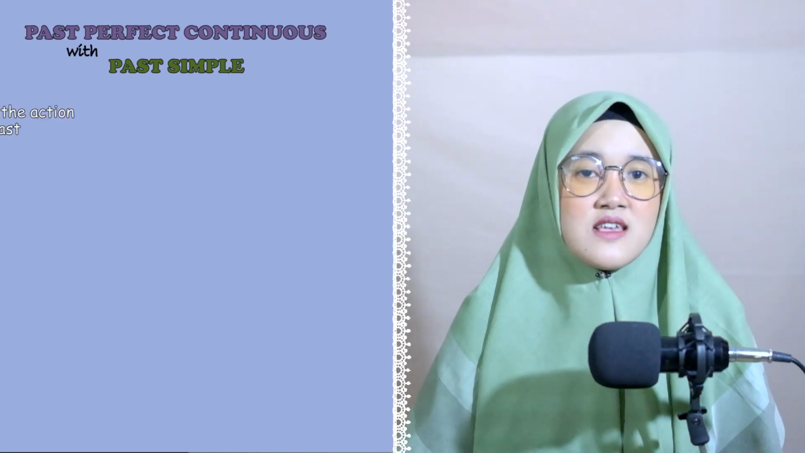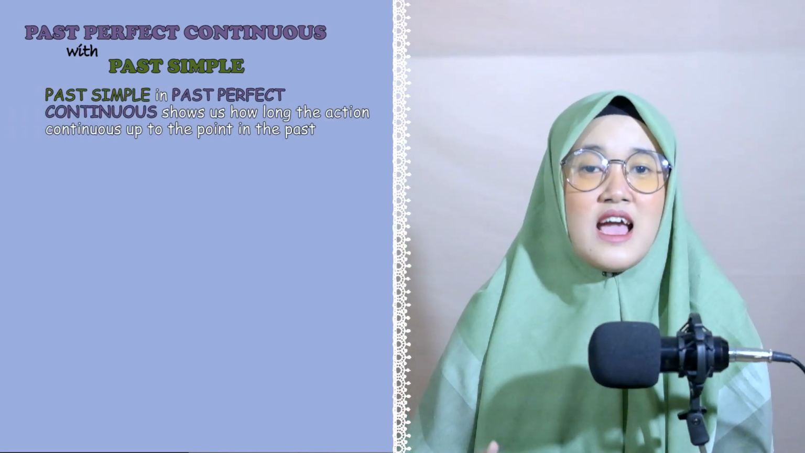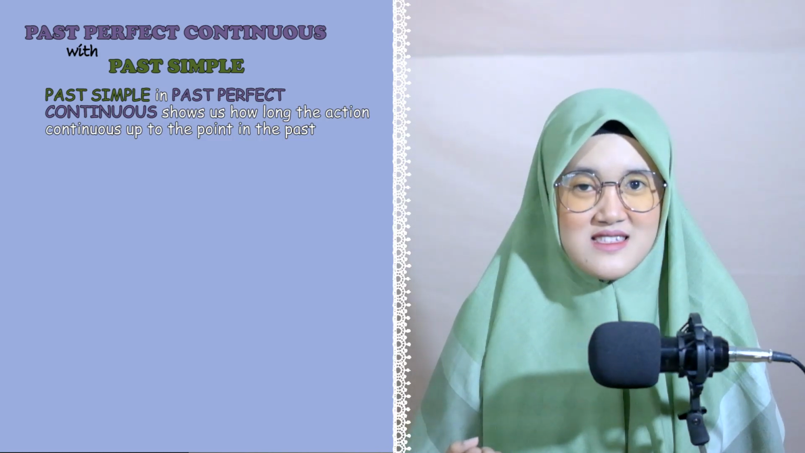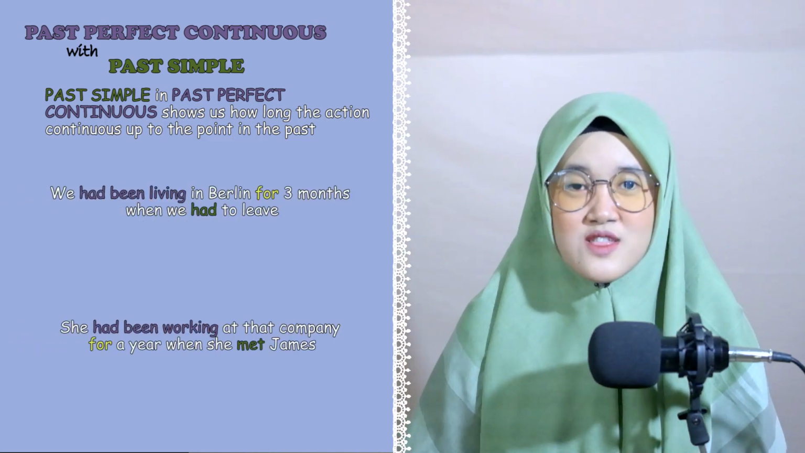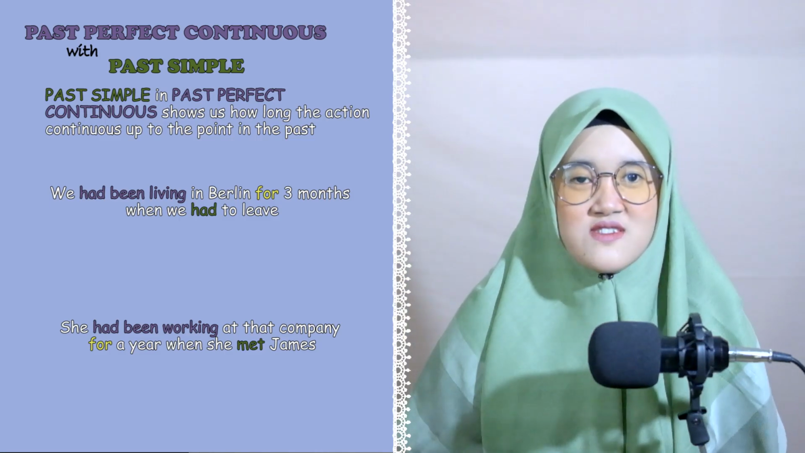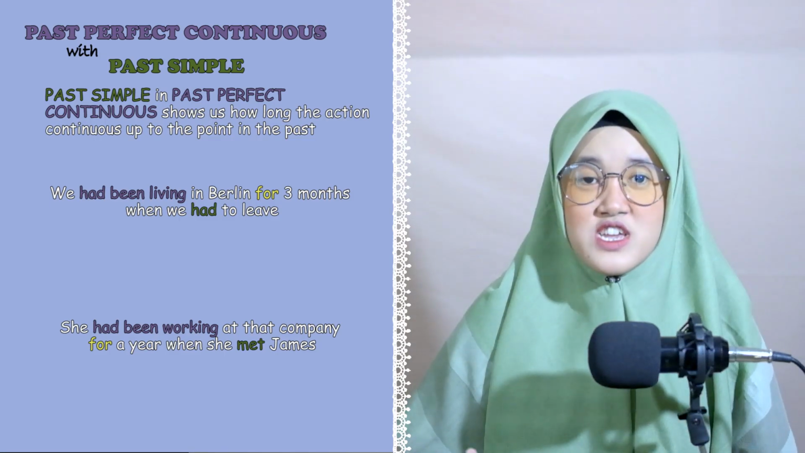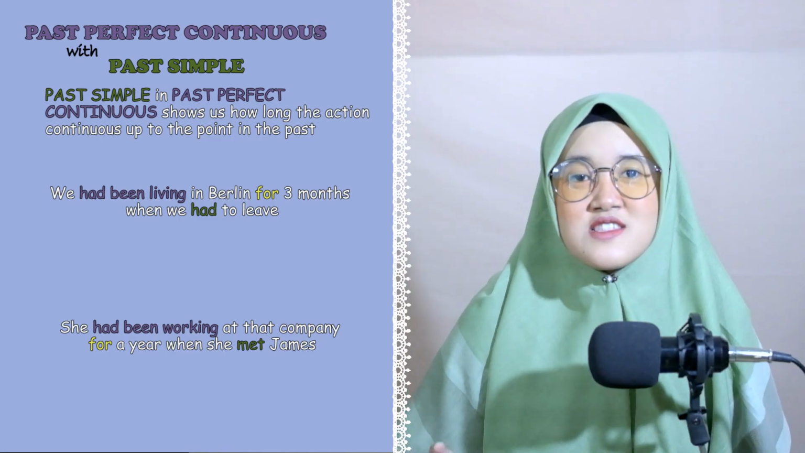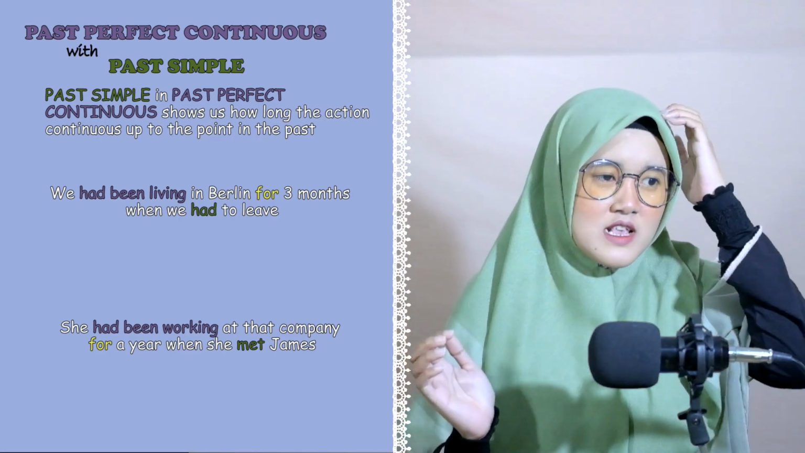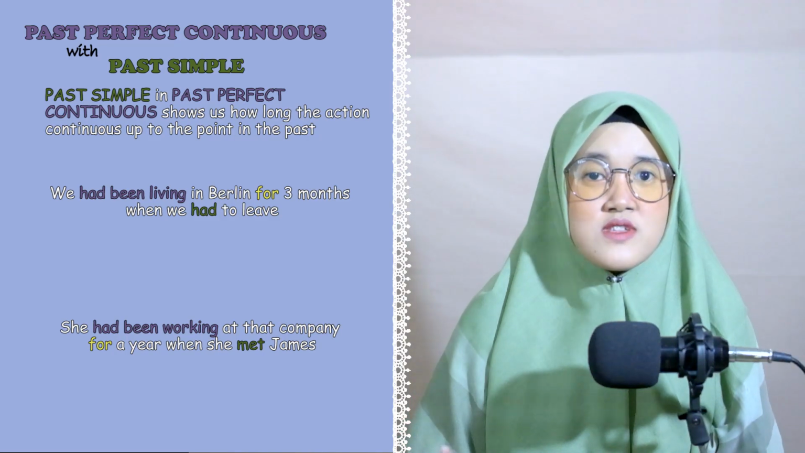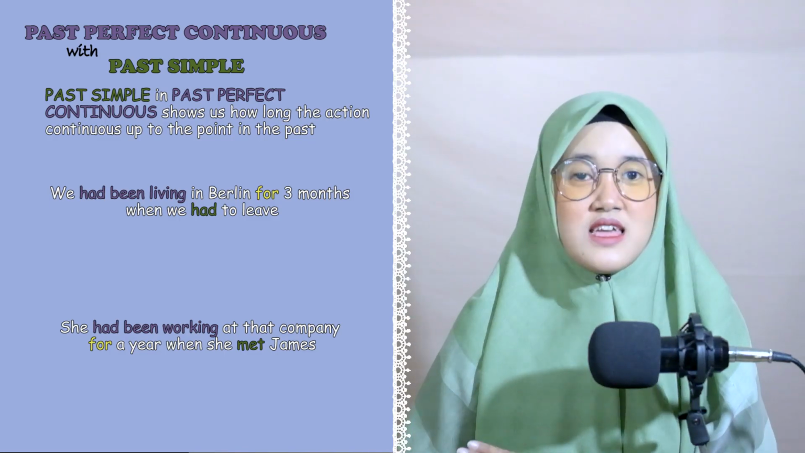When we use past simple with past perfect continuous, it tells us how long the action continued up to a point in the past. We had been living in Berlin for 3 months when we had to leave. She had been working at the company for a year when she met James. Here, the past perfect continuous emphasizes a duration of time before something in the past.